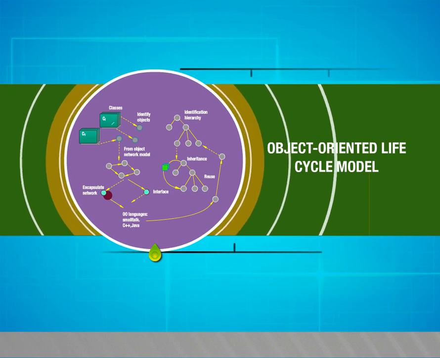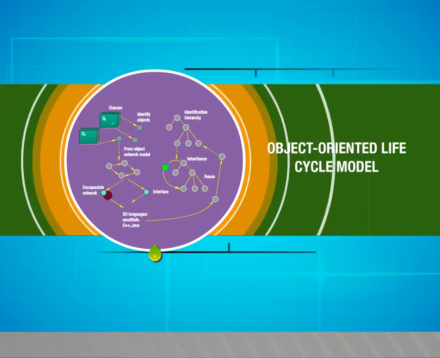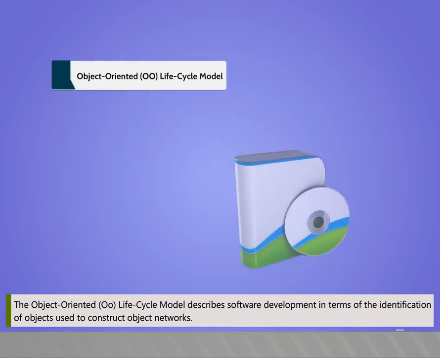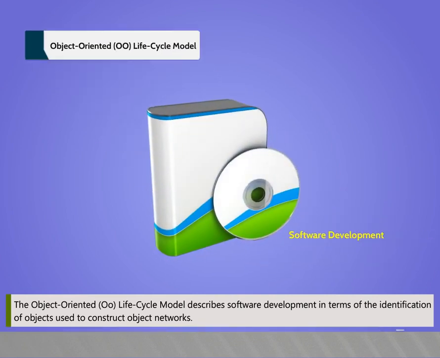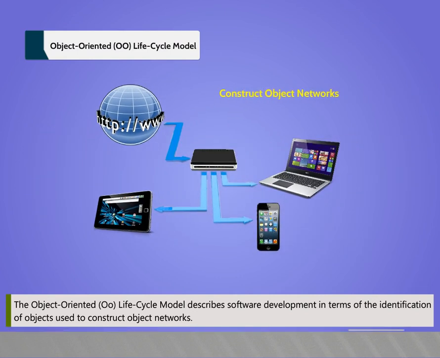Object-oriented lifecycle model. In this video, we are going to see about the object-oriented lifecycle model. The object-oriented, that is OO, lifecycle model describes the software development in terms of the identification of objects used to construct object networks.